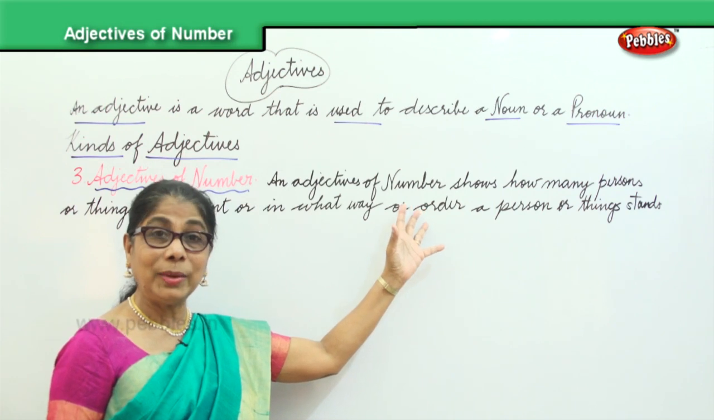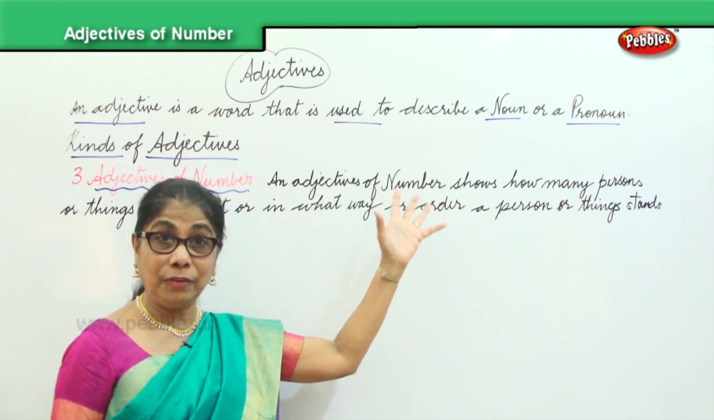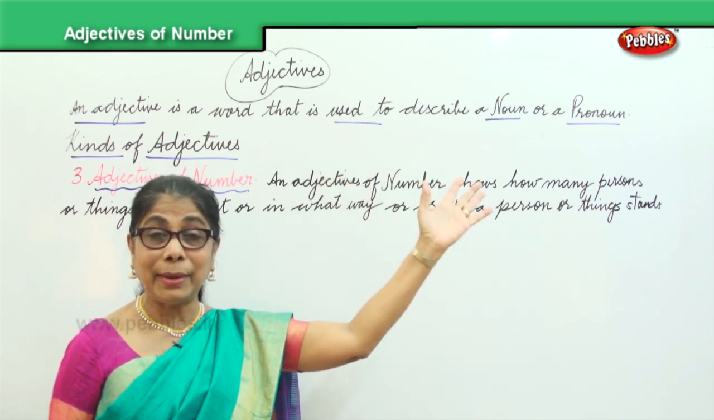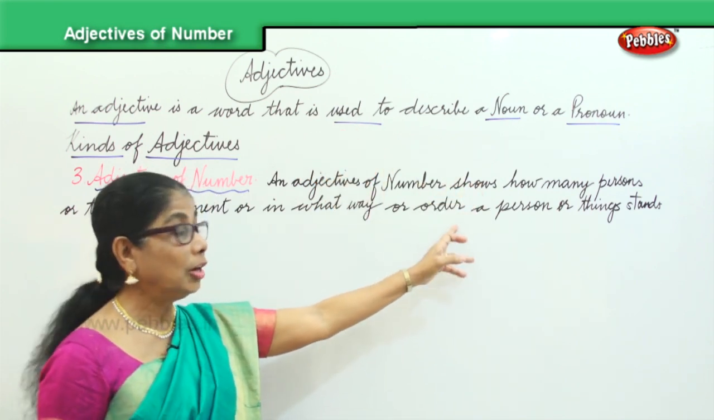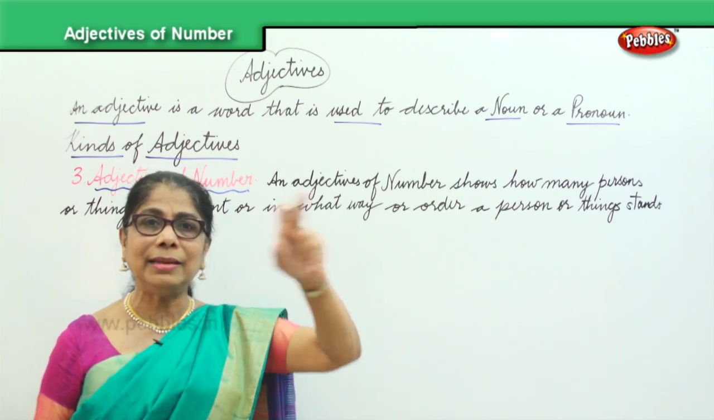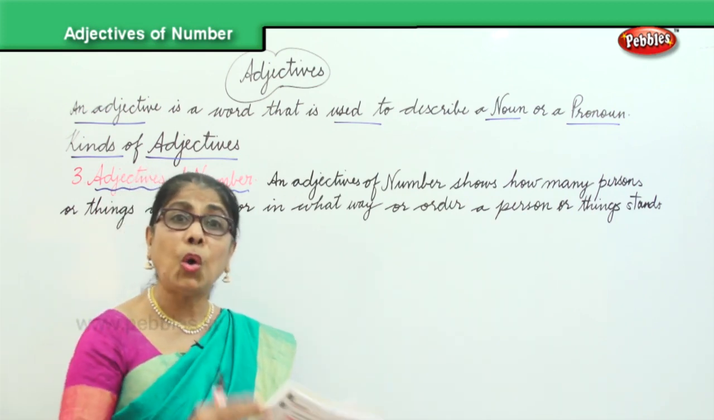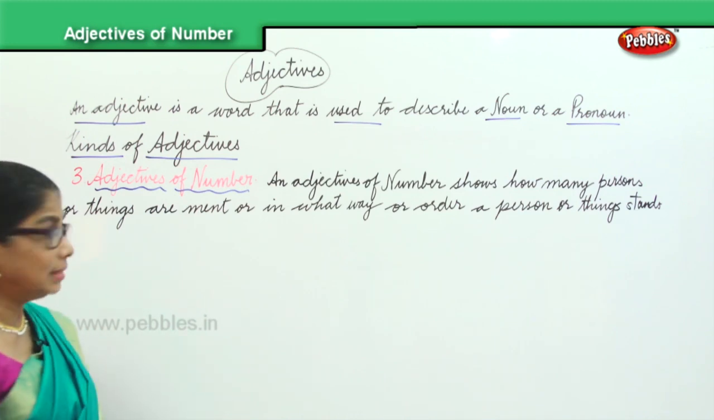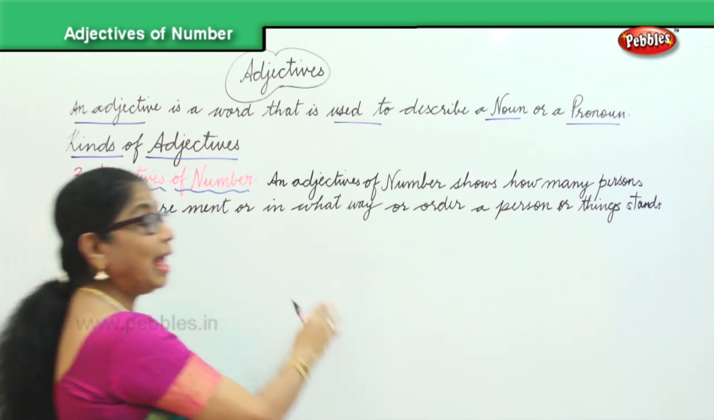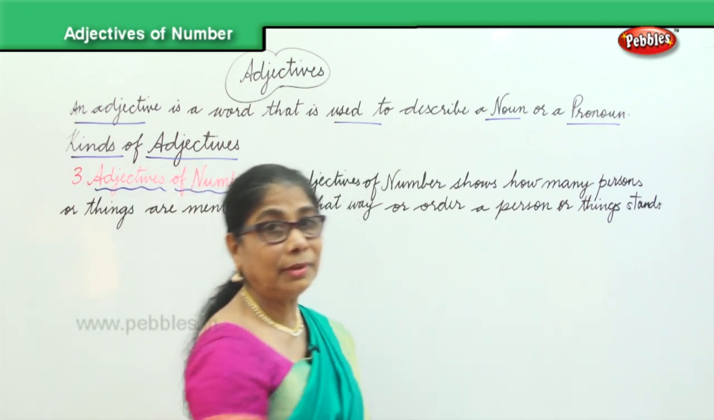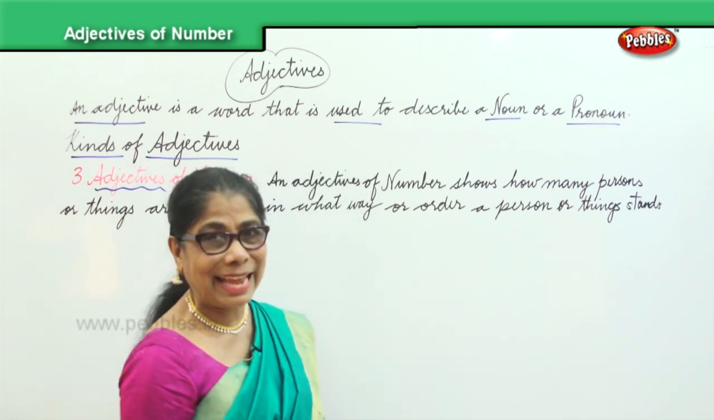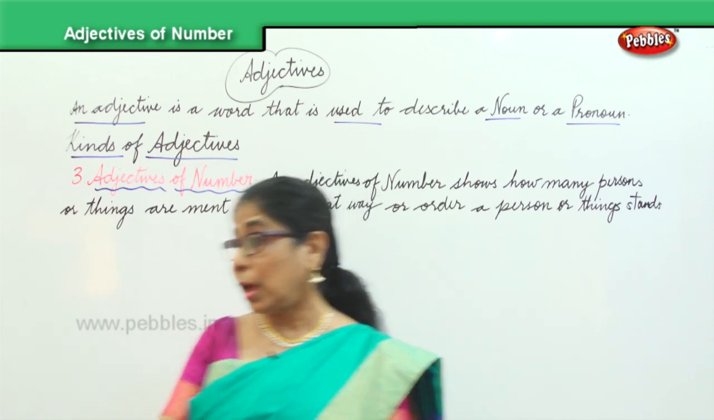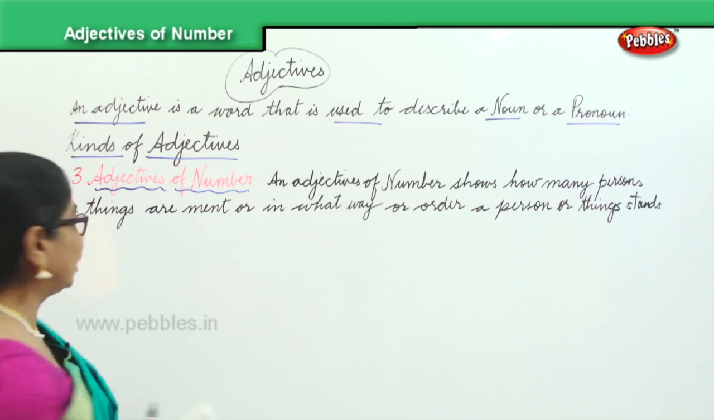And it answers the question, how many? Should I cut off from the third, all the trees? Should I bring, when I say the order of person, fifth, seventh, ninth child come here? So order. So adjectives of number show how many persons or things are meant and what is the order of person or things stands. Now we need to do some examples for us to understand what we are talking about.